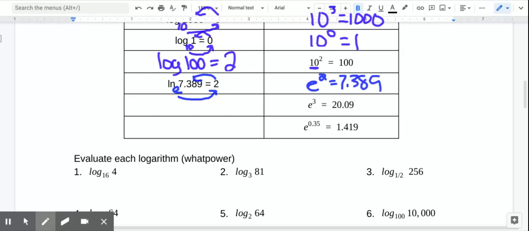And now we want to write these as logarithms. So it's base e, so that's natural log. Exponent goes way over here, and the 20.09 goes here. Again, we have base e, so that'll be natural log. Exponent goes over here, and 1.419 goes here.